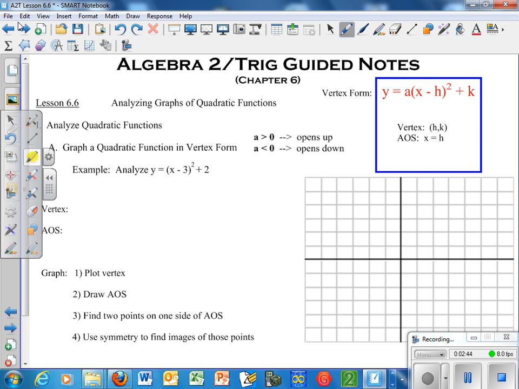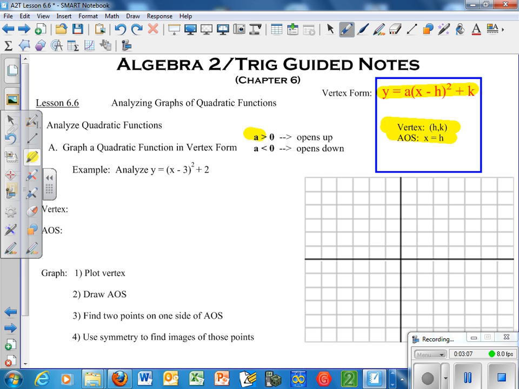Again, this is vertex form. I just talked a little bit about that. Vertex form is right here. And the vertex is at (h, k). The axis of symmetry is x equals some number, and it's going to be whatever that value is inside there that we're either adding or subtracting from x. Okay? And we'll get into the details on that.